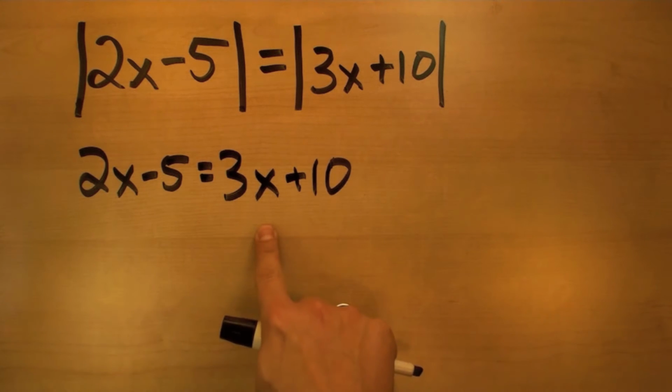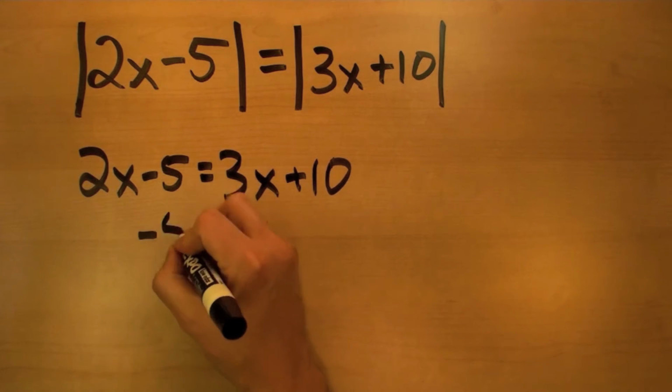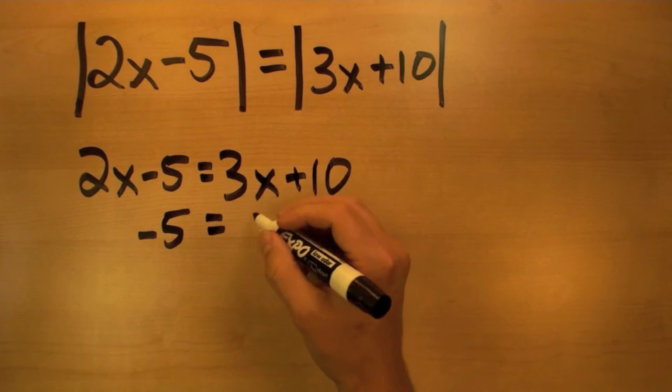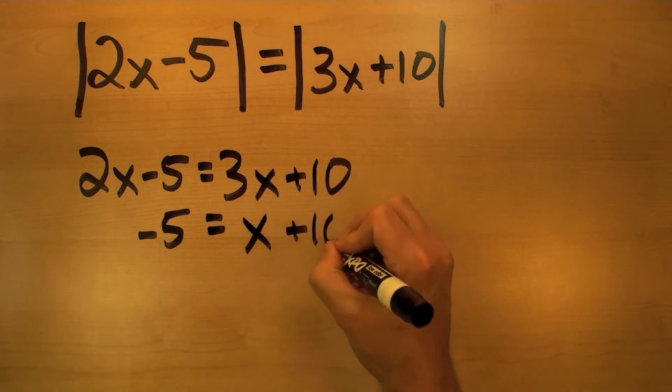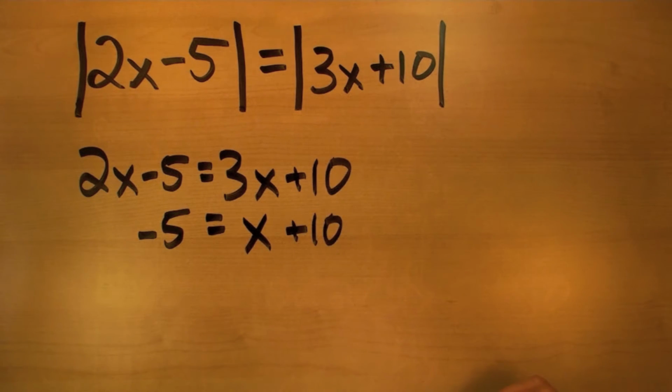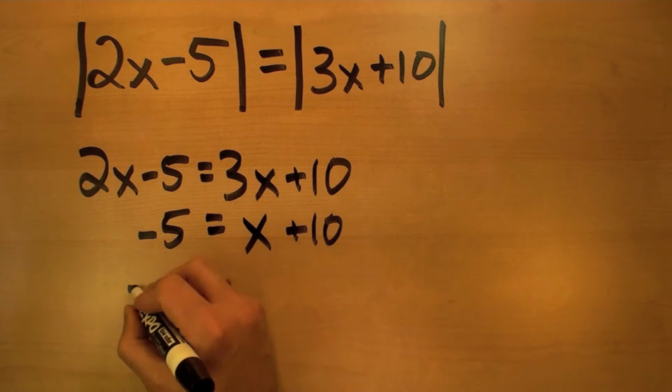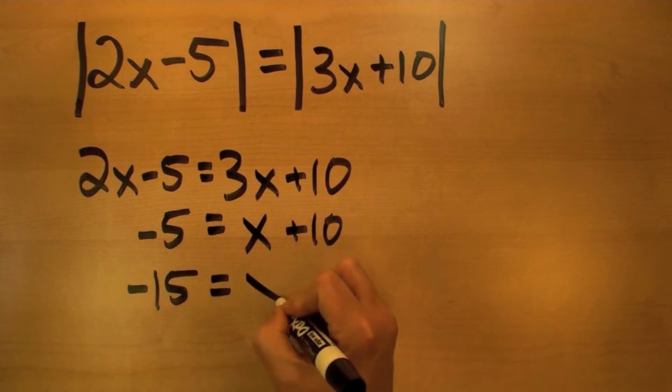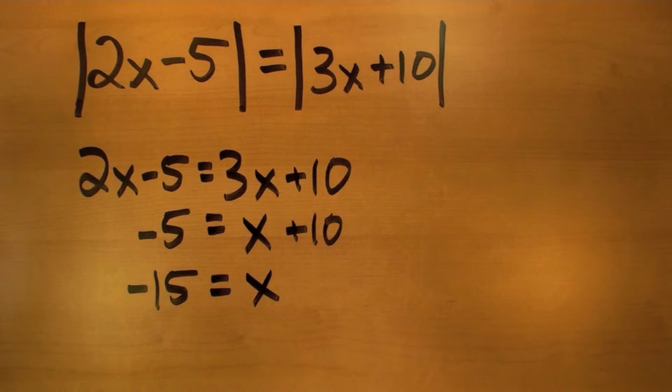So subtract 2x from both sides, we get negative 5 equals x plus 10. Subtract 10 from both sides and we get negative 15 equals x. So let's see what happens when we plug this into our equation.